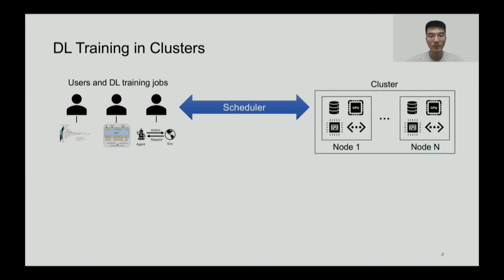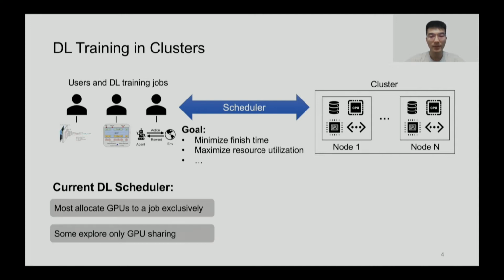To train deep learning models, enterprises build GPU clusters. The GPU cluster is composed of lots of nodes, and each node contains the aforementioned 4 resource types. Users submit deep learning training jobs to the cluster, and the scheduler schedules jobs and allocates resources. The goals of the cluster scheduler are like minimizing the finish time of jobs and maximizing resource utilization.